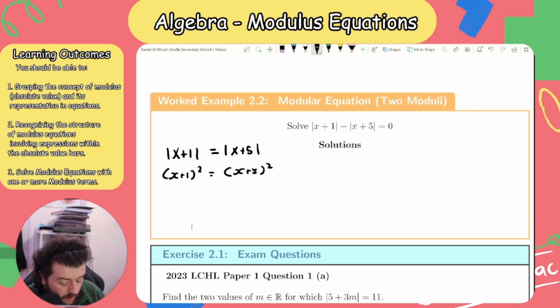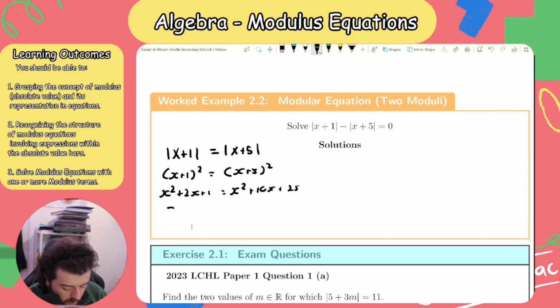(x + 1) squared equals (x + 5) squared. This expands out to x squared plus 2x plus 1. (x + 5) all squared is going to be x squared plus 10x plus 25. Bring everything over to one side. Happy days, this one doesn't end up being a quadratic.